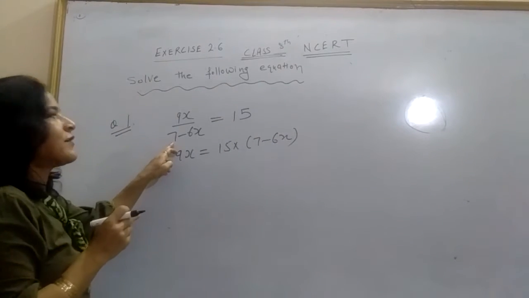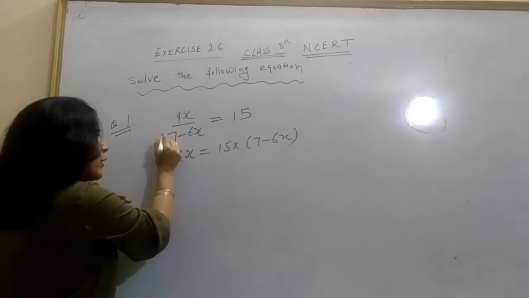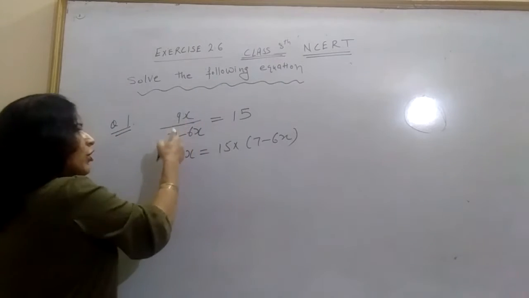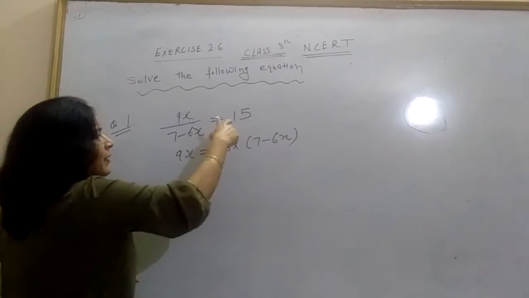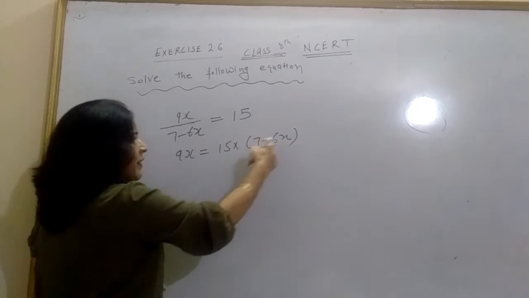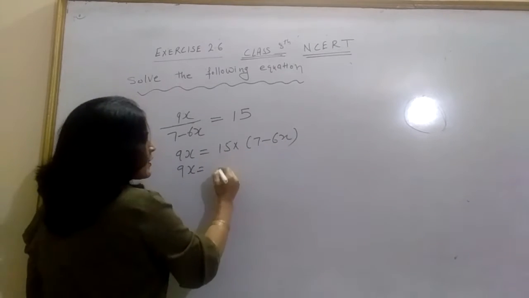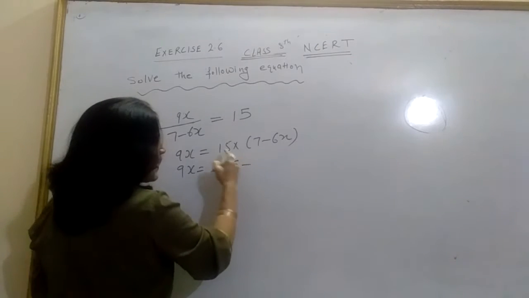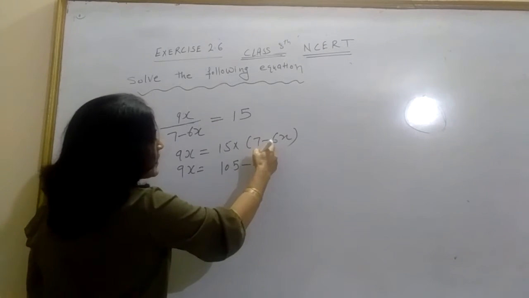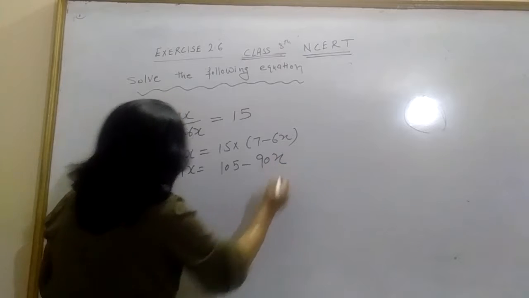We will not only transfer 7 or 6x, but this is the whole term, the denominator of 9x. So we will multiply 15 with this whole term 7 minus 6x. 9x is equal to 15 into 7, 105, minus 15 into 6, minus 90x.